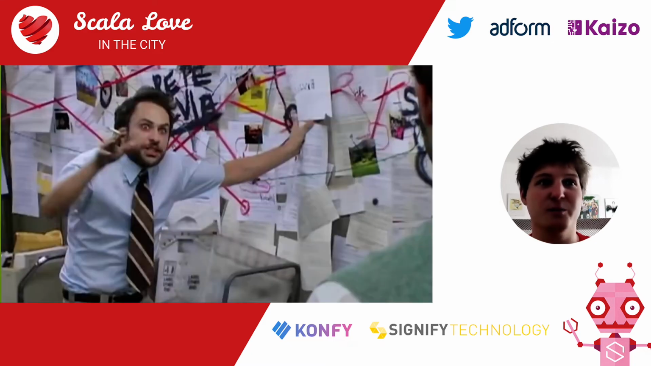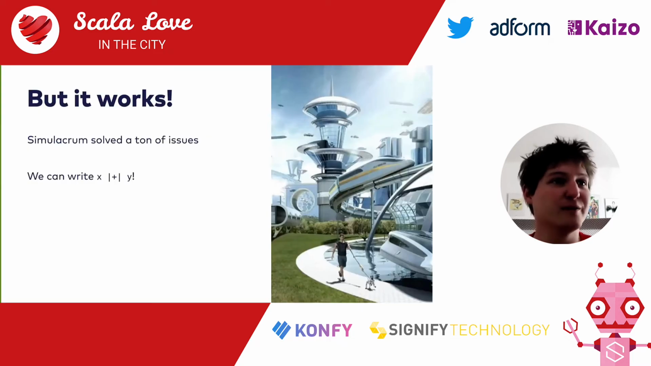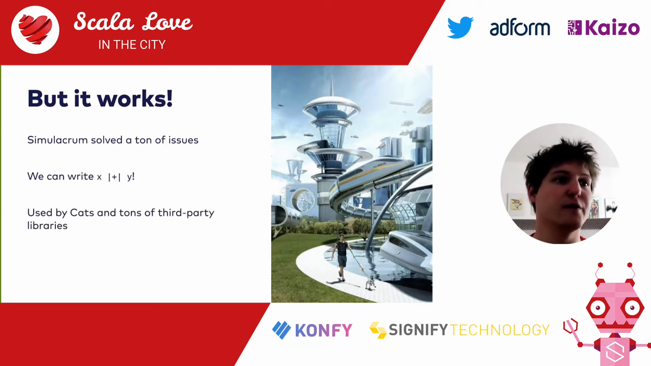And this is an actual picture of Michael in the basement of the Comcast office in Philadelphia while he was devising all of that. And he's actually a hero for figuring out all of that stuff because Simulacrum actually solved a ton of issues. It works. We can write x plus y if x has somehow an instance of the semigroup type class. And it's used by Cats and tons of third-party libraries.